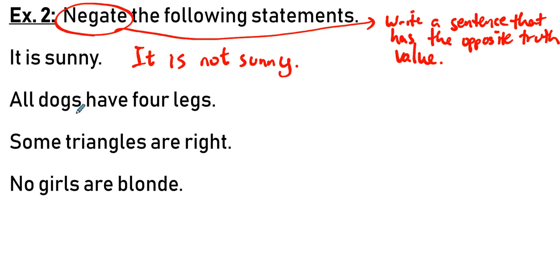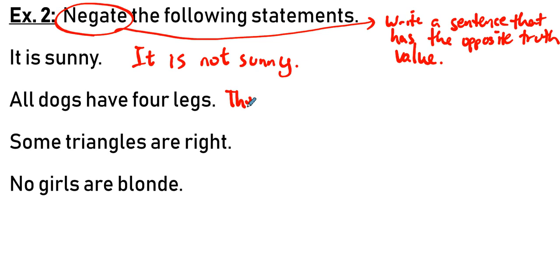So what's the negation of "all dogs have 4 legs"? If somebody comes up to you and says, hey, all dogs have 4 legs, and you want to try to prove them wrong, how do you prove them wrong? Do you make a statement about all dogs? Do you make a statement about a particular dog? What do you say to that person?